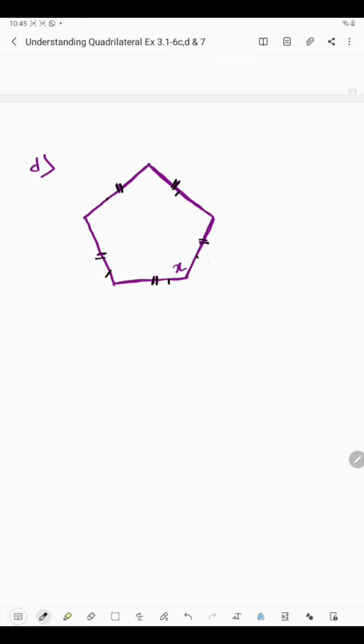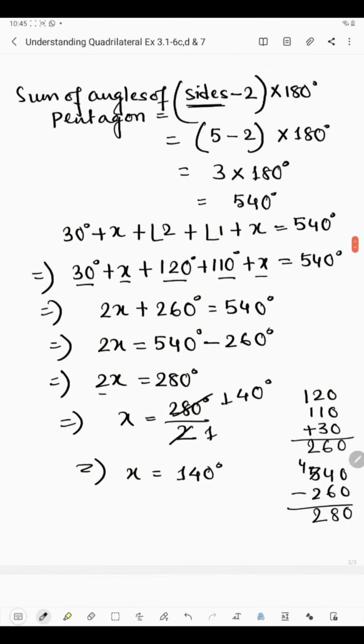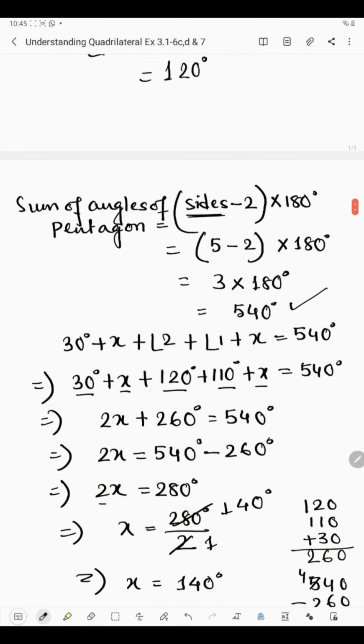And if all sides are equal, then all angles also will be equal. See, one angle is given as x. So all the angles will be x, as this is a regular pentagon. Now we will have to find the value of x. So what will be the sum of angles of a pentagon? It's 540 degree. Here we have done this.